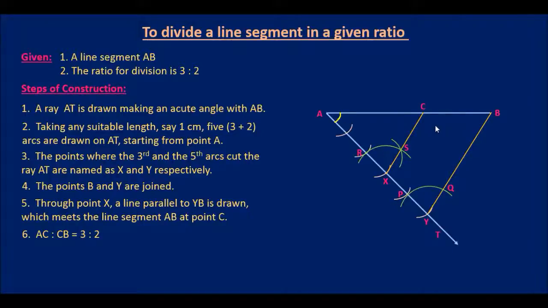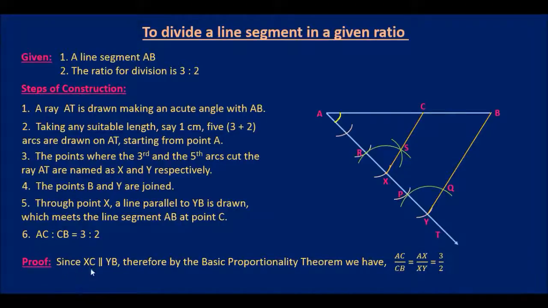So coming to the proof part, XC is parallel to YB by construction because these two are corresponding angles and they have been made to be equal by construction. Therefore, XC is parallel to YB. By the basic proportionality theorem, since XC is parallel to YB, we have AC by CB, that is AC by CB, equal to AX by XY.